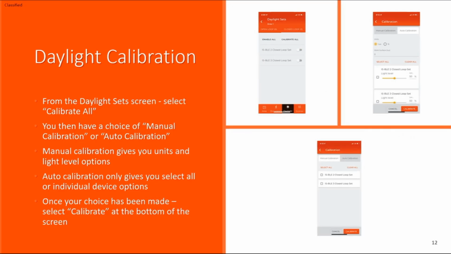Now under our daylight calibration, from daylight sets, select Calibrate All. You will then have a choice of manual calibration or auto calibration. Manual calibration will give us options of units as well as light levels. The auto calibration only will give us a select all option or an individual device option. Once our choices have been made for each configuration, select Calibrate.